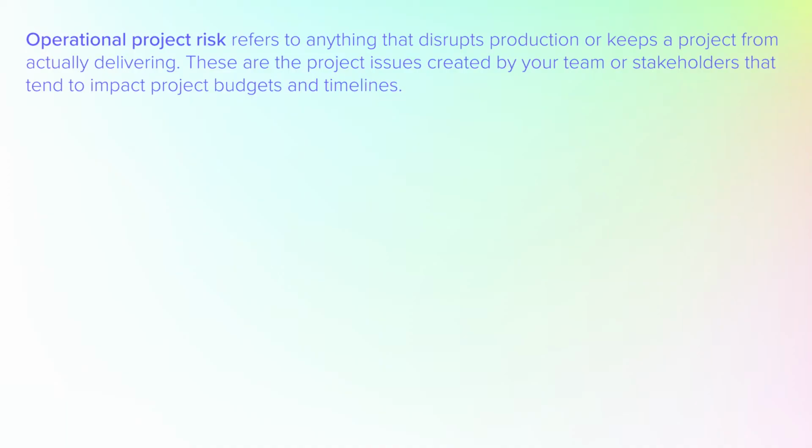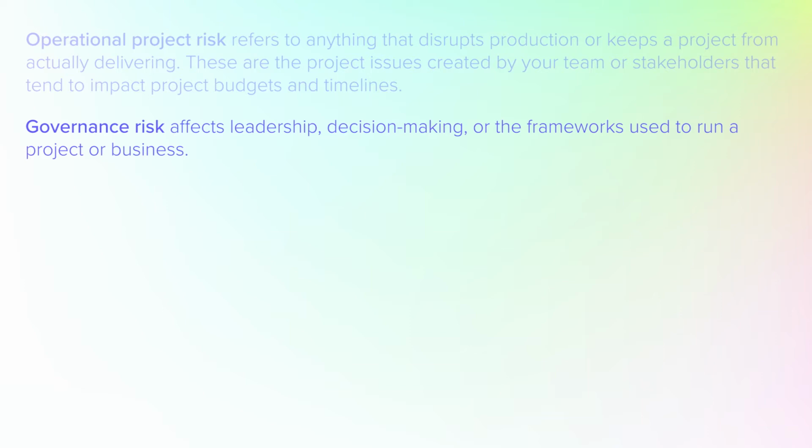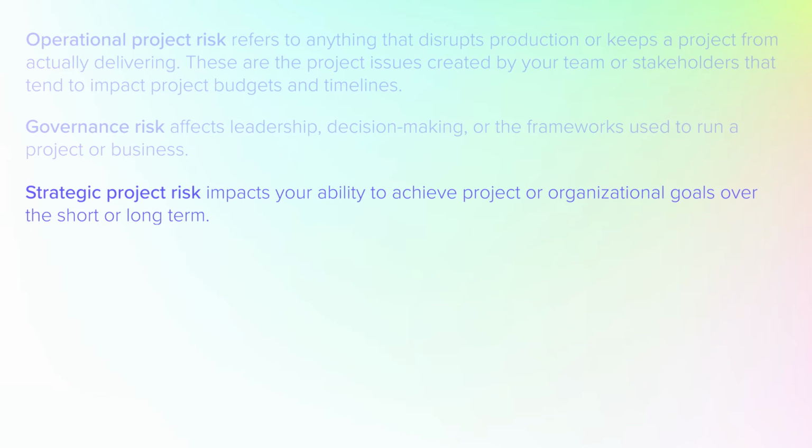Operational project risk refers to anything that disrupts production or keeps a project from actually delivering. These are the project issues created by your team or stakeholders that tend to impact project budgets and timelines. Governance risk affects leadership, decision-making, or the frameworks used to run a project or business. Strategic project risk impacts your ability to achieve project or organizational goals over the short or long term.